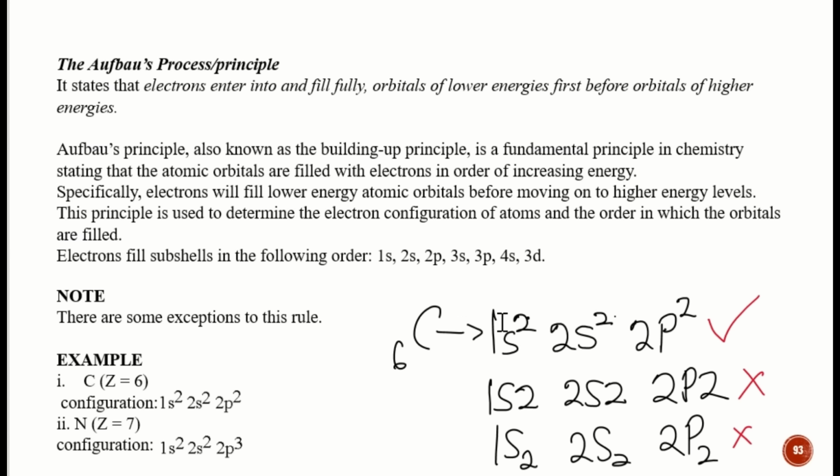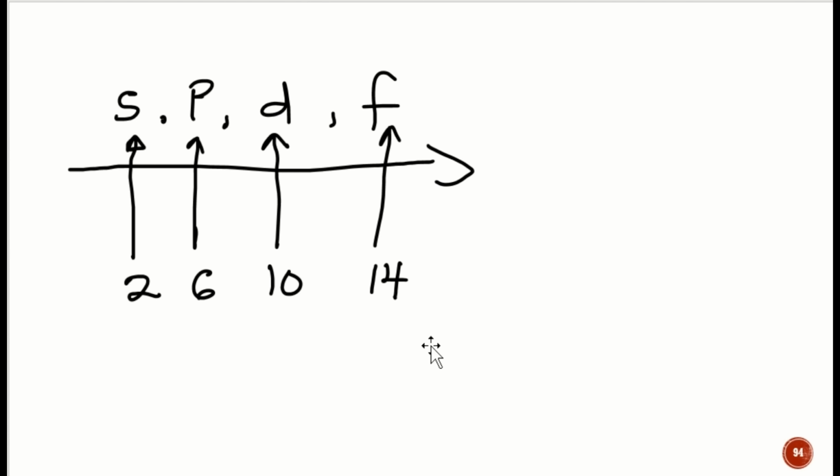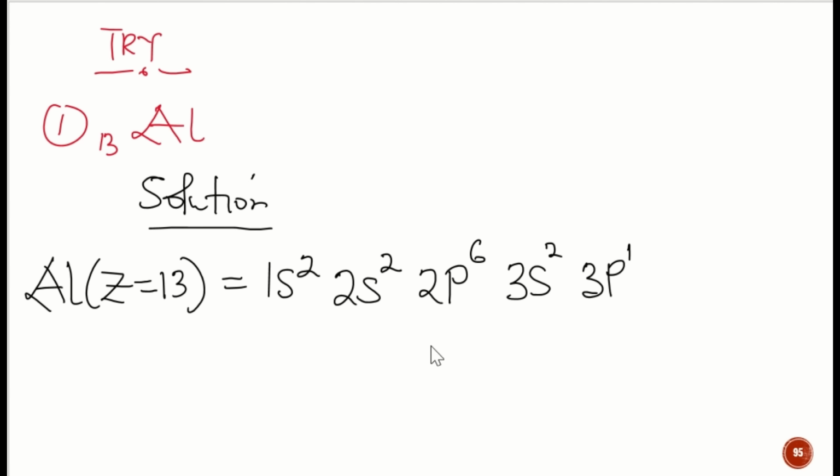Now note, when writing the electronic configuration for an atom, the electrons are written on top of the orbital, not in this form. If you write 1s2 as a subscript, your configuration is wrong. It must be on top of your orbital. Good. So if you are writing an electronic configuration for aluminium, according to Aufbau, we enter a 1s2, a 2s2, a 2p6, a 3s2, and a 3p1.